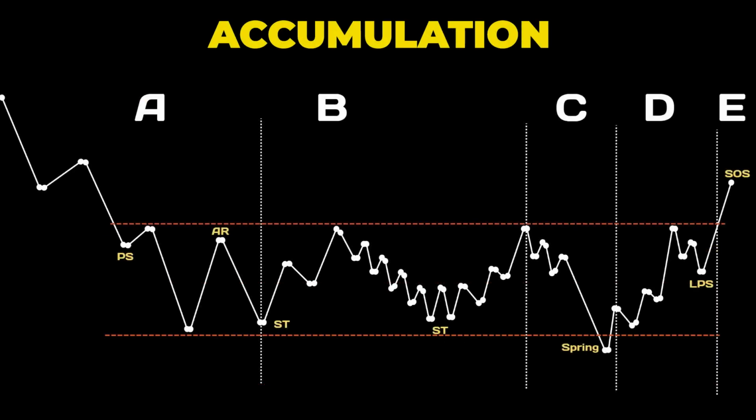Phase B. During Phase B, consolidation occurs, or what Wyckoff terms the cause, where the actual main accumulation takes place. Remember, we're analyzing the composite man's positional buildup. At this stage, the price may repeatedly test the support or resistance levels, defined earlier by the trading range. Here, multiple secondary tests are common.